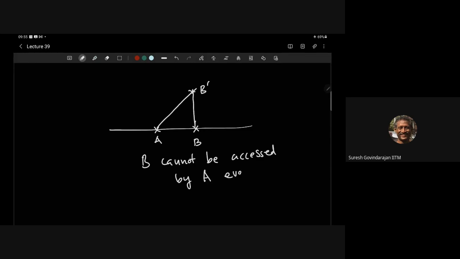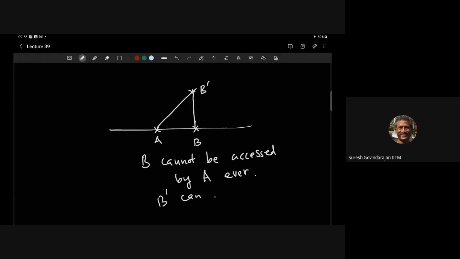I'll draw a picture, I think that will help. Suppose we have 2 points at the same time, A and B. If I send a light ray, it will move at 45 degrees and it will come to this point only at a later time. This is B prime. So remember B is a point in space. B cannot be accessed by A ever. B prime can, of course, because it's a point in time.